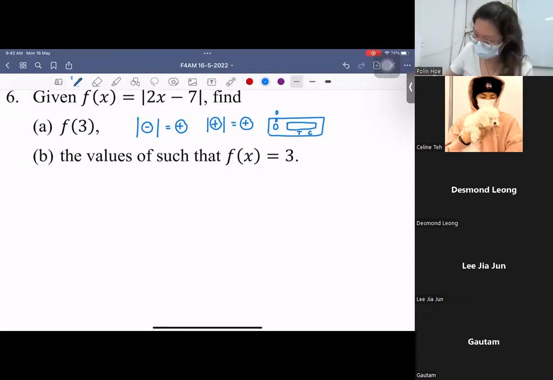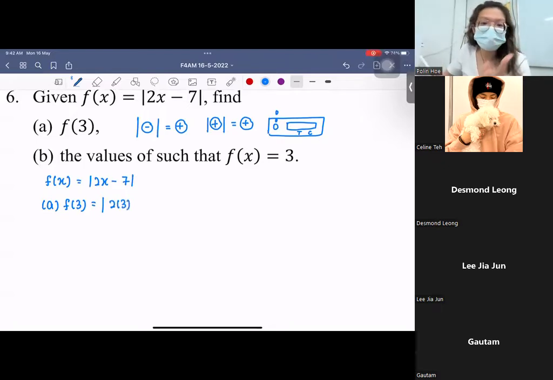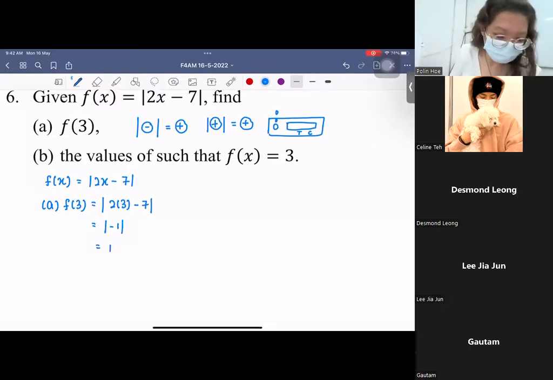Okay? f(3) equals |2(3) minus 7|. You better draw your straight line bigger. If not, later you don't know how to read your handwriting, and you might read it as 12 multiplied by 3. Then the answer is -1, so my answer equals 1. 6 minus 7 equals -1, and with the modulus it becomes 1, correct?